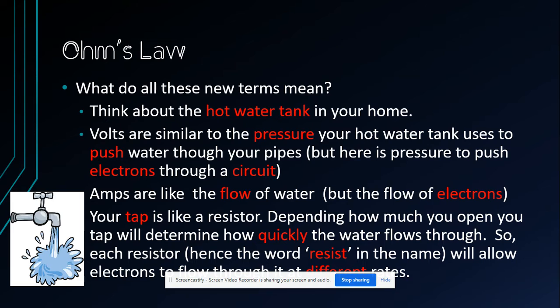So if you have lots of pressure, lots of pushing the water through or pushing the electrons through, you have a lot of volts. And the flow of the water is our amps, and then the resistor determines how quickly the electrons or the water flow through the circuit or that one point. So for example, a light bulb or a noise machine or something like that, or a motor.